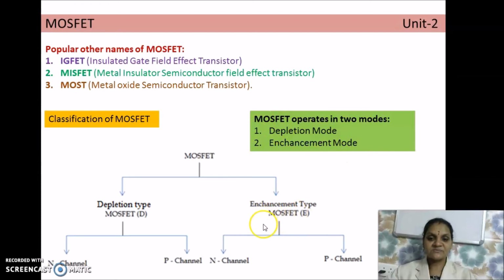So this enhancement mode MOSFET can also be available in two different types of channels. One is N channel MOSFET and another one is P channel MOSFET. So as a whole, we can classify the MOSFET as P channel D-type MOSFET, N channel D-type MOSFET, P channel E-type MOSFET and N channel E-type MOSFET.